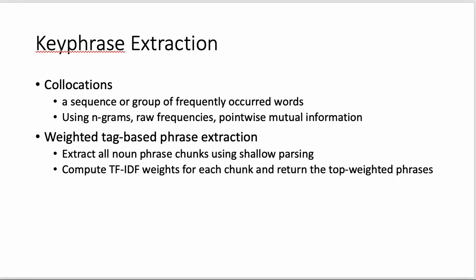A slightly different approach to extracting key phrases is the weighted tag based phrase extraction. We borrow concepts from a couple of research papers to use this method. We follow a two-step process. First we extract all noun phrase chunks, then we compute the TF-IDF weights for each chunk, and then we return the top weighted phrases.